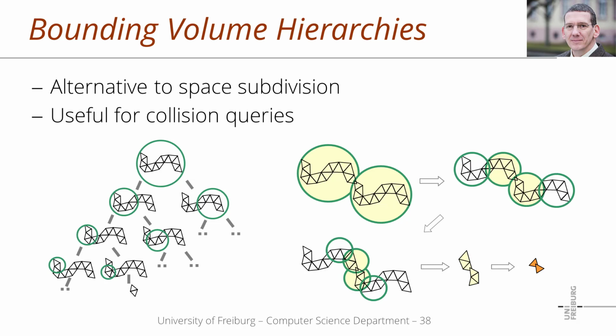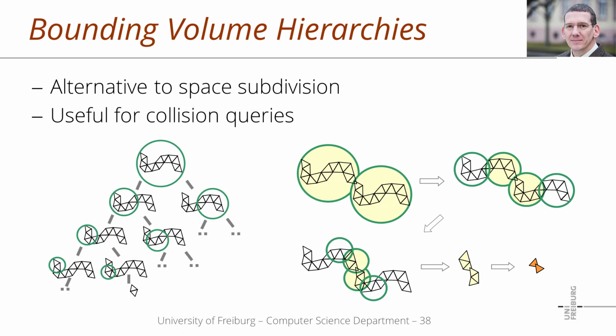Now in the illustration on the right-hand side, we see the usage of the bounding volume hierarchy in a collision query. We have two triangulated objects and we would like to find out whether these objects intersect or not. Now for both objects we have generated a bounding volume hierarchy. In a first step we check whether the bounding volumes of the root nodes overlap. If these bounding volumes would not overlap, then we could actually conclude that the enclosed objects also do not intersect.